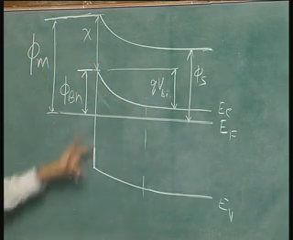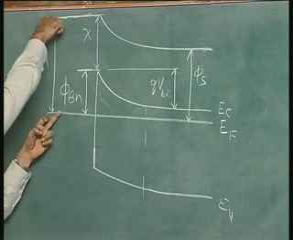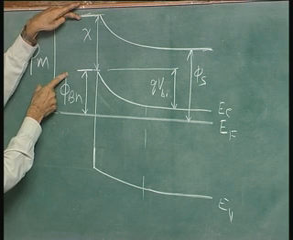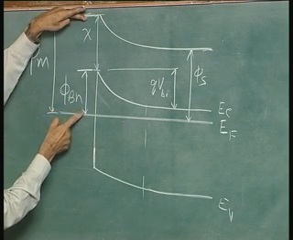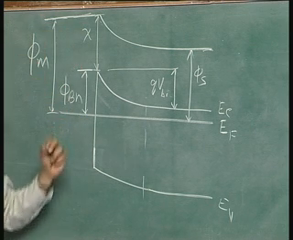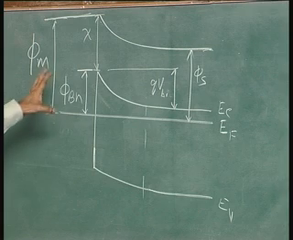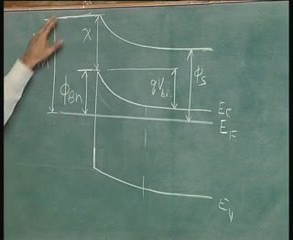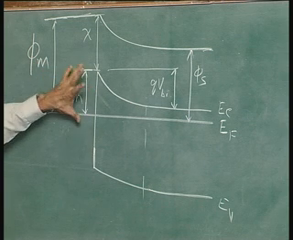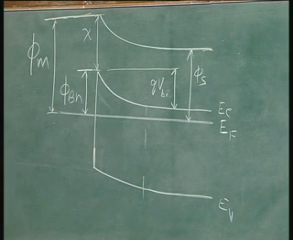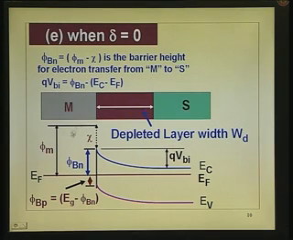Okay. So now, what is phi_bn? Phi_bn is actually phi_m minus chi. This quantity is this minus that, phi_m minus chi. So once you fix a semiconductor and a metal, phi_m is fixed. Once you choose a metal, phi_m is fixed, and once you choose metal and semiconductor, phi_bn is fixed, because phi_bn is equal to phi_m minus chi. I just redrew the figure so that there is further clarity.